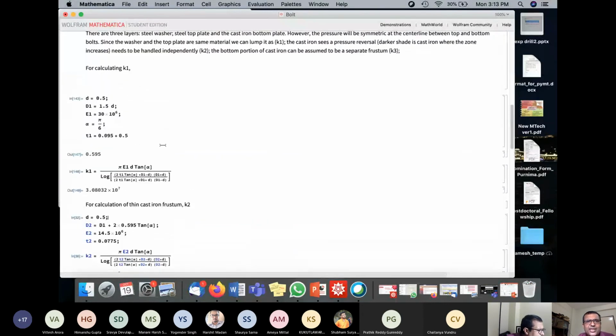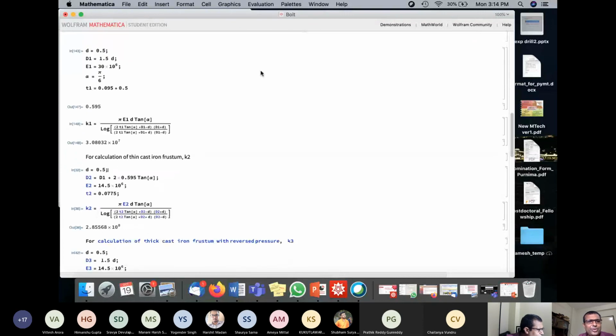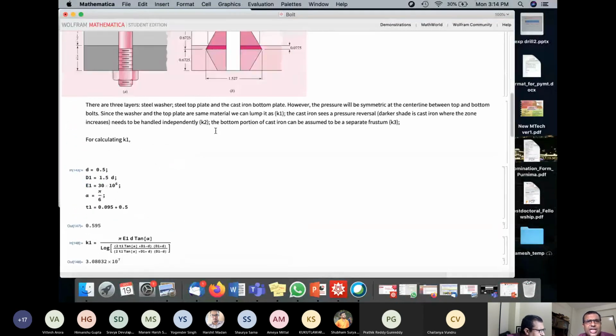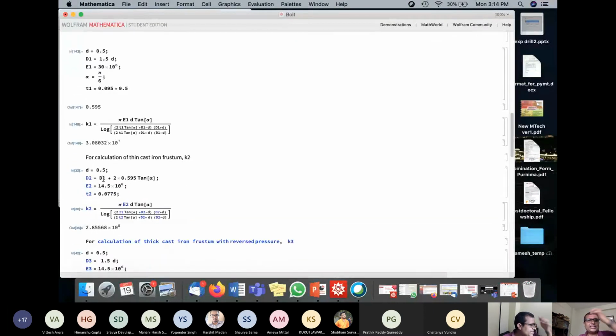Then I have a thin cast iron frustum right here, very thin, which is 0.0775. I need to find the radius, the diameter here. The top diameter now is not the bolt, but this diameter right here. So D2 is nothing but D1 plus 2 times something. You can find this using simple geometry. I can show you.